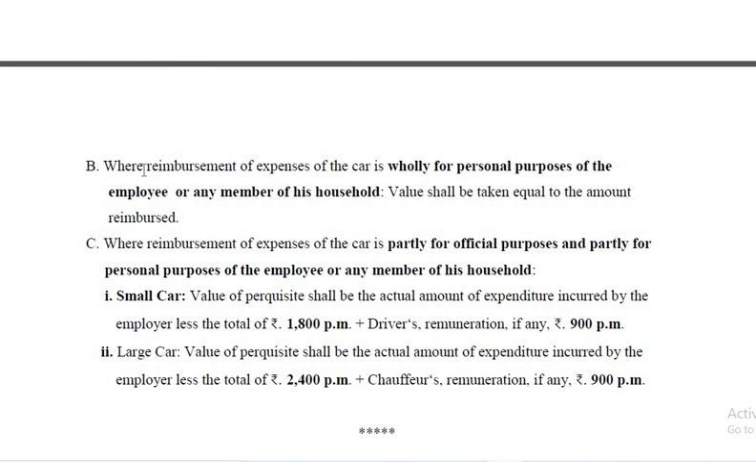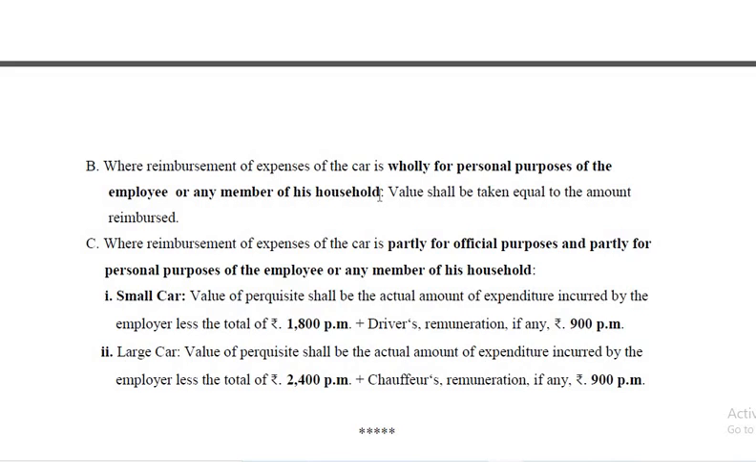Point B or situation B. The car is owned by the employee, but in situation B, there is reimbursement of expenses. Reimbursement means first expenses will be met by the employee, and then later on that will be given back by the employer to the employee. That's called reimbursement. First met by the employee from his pocket, and that will be returned by the employer later on. Where reimbursement of expenses of the car is wholly for personal purposes of the employee or any member of his household.